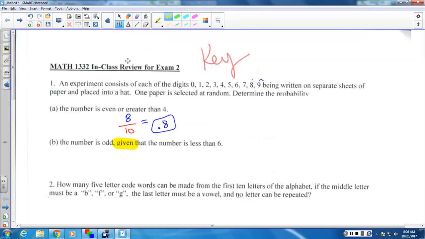So I'm going to come in here and find where the number is less than 6. Right there. So it's out of 1, 2, 3, 4, 5, 6. Out of those 6, that's my denominator. Out of those 6, what's the probability the number is odd? It happens 1, 2, 3 times out of 6, which is 1/2 or 0.5.